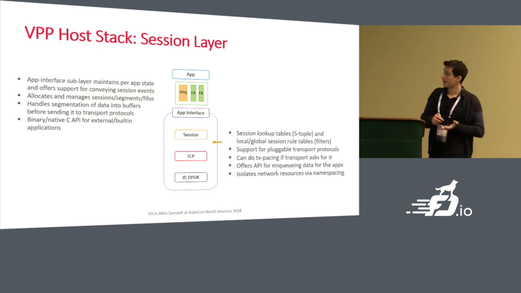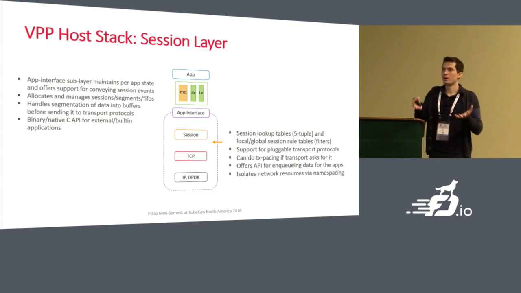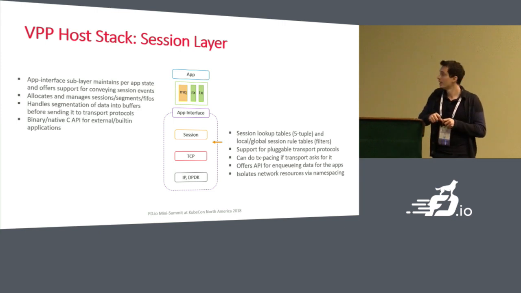Now looking southbound, we see here that the session layer is obviously the place where we build session tables, meaning flow tables. They're five-tuple based. We have some basic support for session filtering. Let's call them ACLs, but it's nothing very sophisticated. The session layer obviously supports pluggable transports. That is, it offers a generic definition for what a transfer protocol should be, and then the transfer protocols can extend that definition and attach themselves to the session layer.